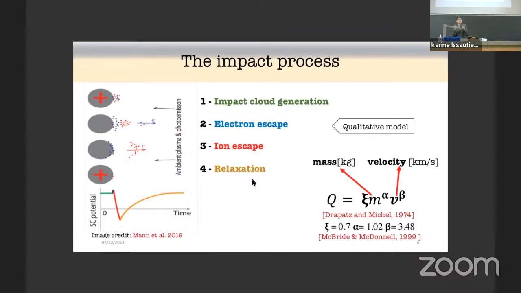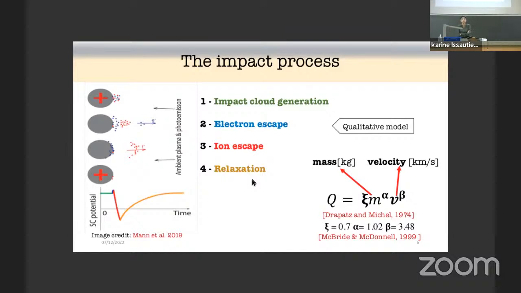Yeah. And she also took the different situation when the spacecraft is charged negatively, but we are not interested in it here because we expect that STEREO is definitely positively charged.